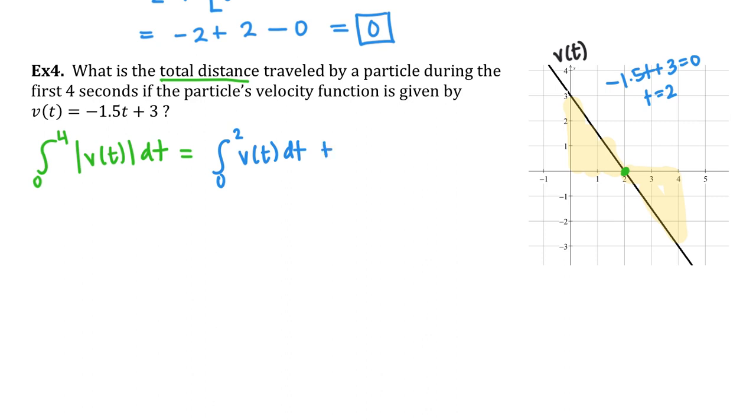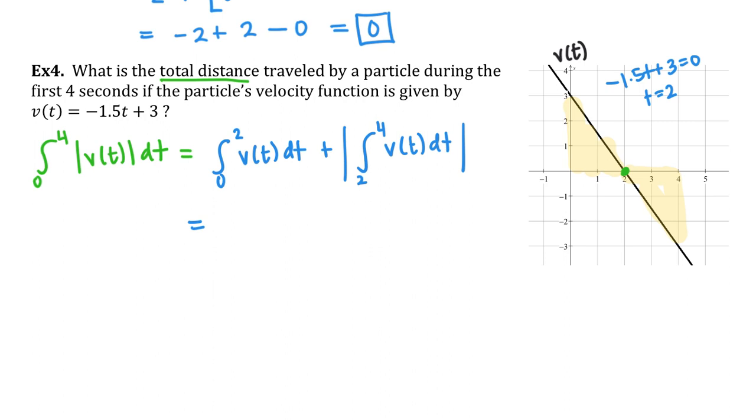Now when I go from 2 to 4, I'm going to take the integral of v of t dt, but my answer is going to be negative and I need it to be positive so I can find the distance in that area. So I'm going to do the absolute value of my result because I know that I'm going to get a negative answer there. Okay, let's try it and see what happens.